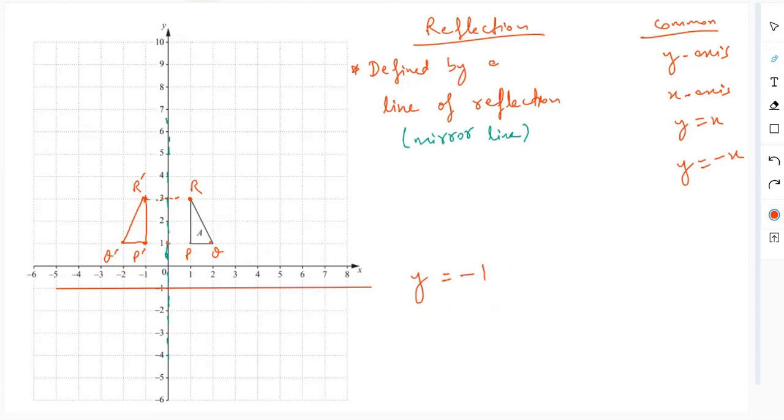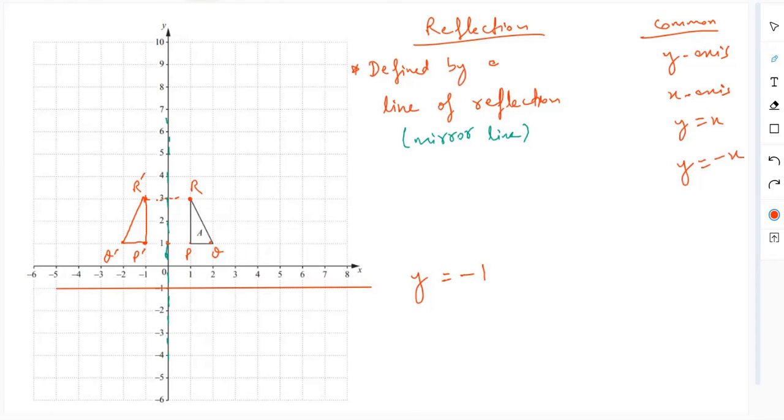Ismail, this is not the x-axis. We are below the x-axis. We are one unit below the x-axis. So that's the line y equals -1. That's the horizontal line. So the equation of a horizontal line is always in this form, y equal to something. Now we want to reflect this triangle A in this horizontal line, y equals -1.